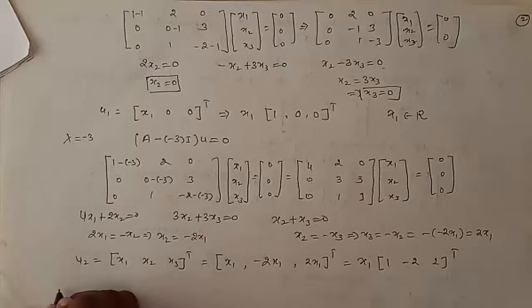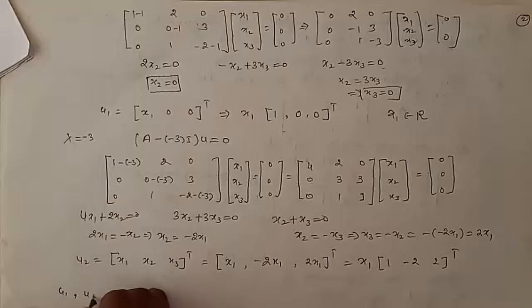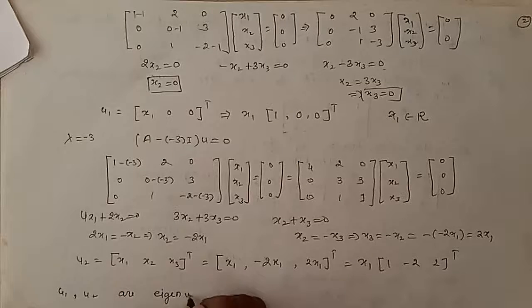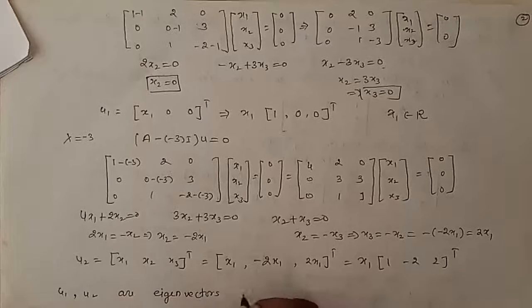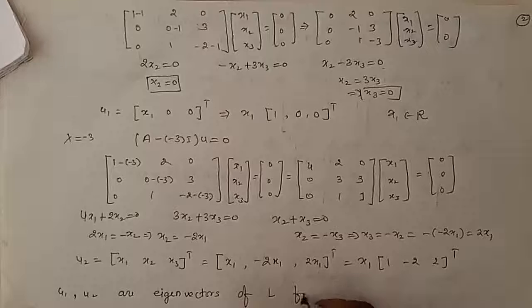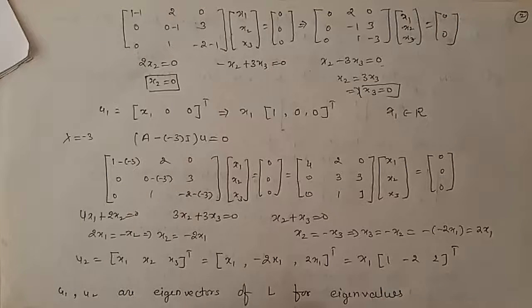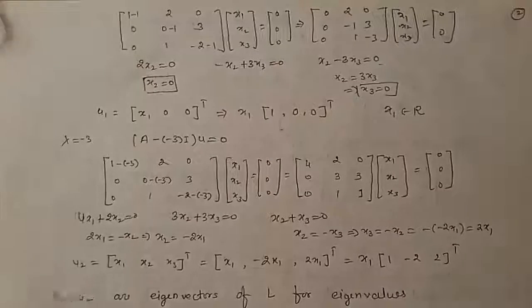So we can say that u1 and u2 are eigenvectors of L for eigenvalues lambda is equal to 1 and minus 3. So here we have done our first question.